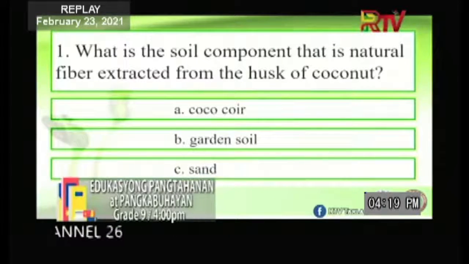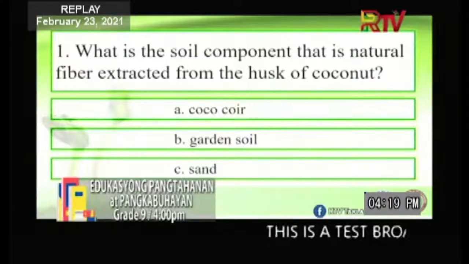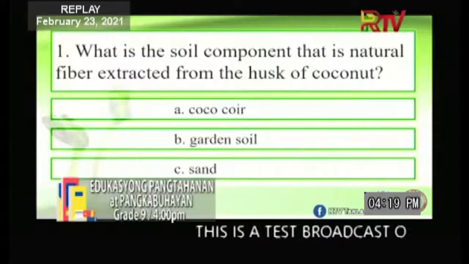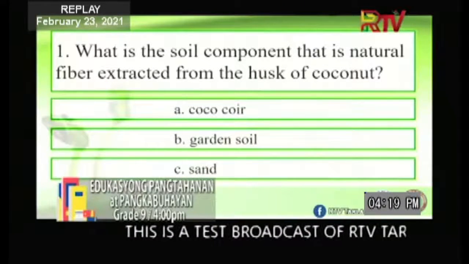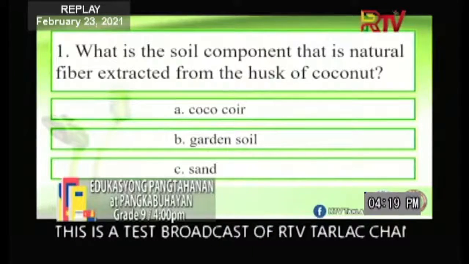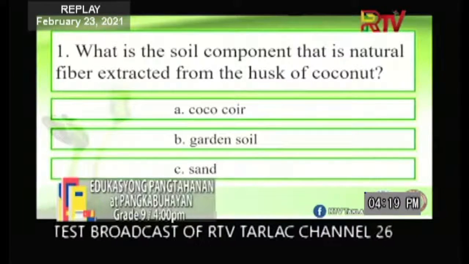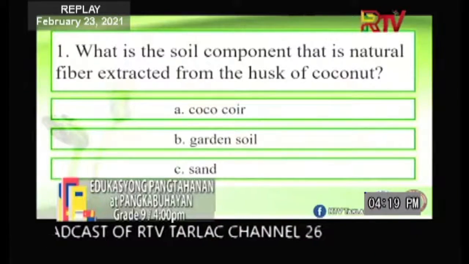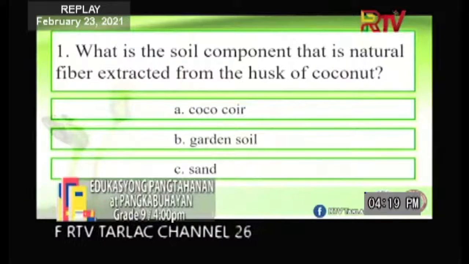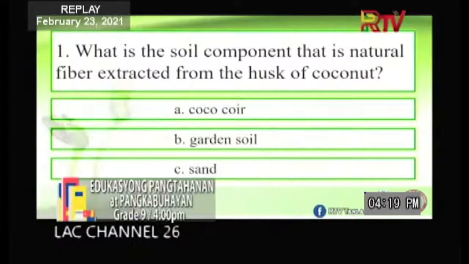What is the soil component that is natural fiber extracted from the husk of a coconut? A. Coco coir. B. Garden soil. C. Sand. I'll repeat. What is the soil component that is natural fiber extracted from the husk of a coconut? A. Coco coir. B. Garden soil. C. Sand.